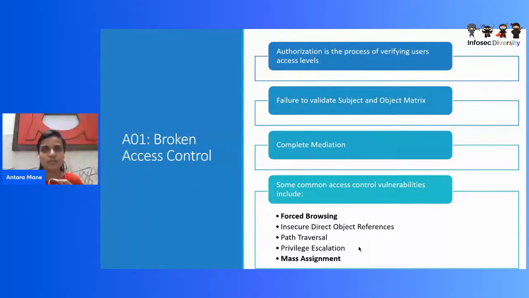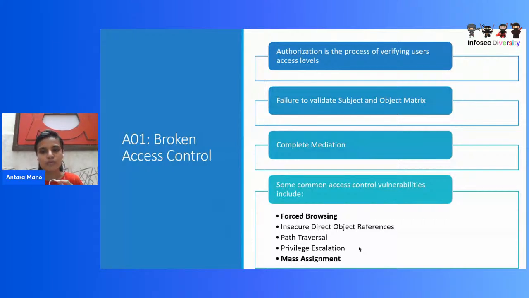So the subject and object matrix is basically used to identify the allowable actions for that particular subject and object, right? There are three types of access permissions. The first is read only, wherein the subject has only read access to the particular object. The second one is append, where the subject has only write access but cannot read the object. The third one is execute, where the subject only has access to execute that particular object, but has neither read nor write access to it, right? Failure to follow a complete mediation strategy could also lead to a broken access control vulnerability.